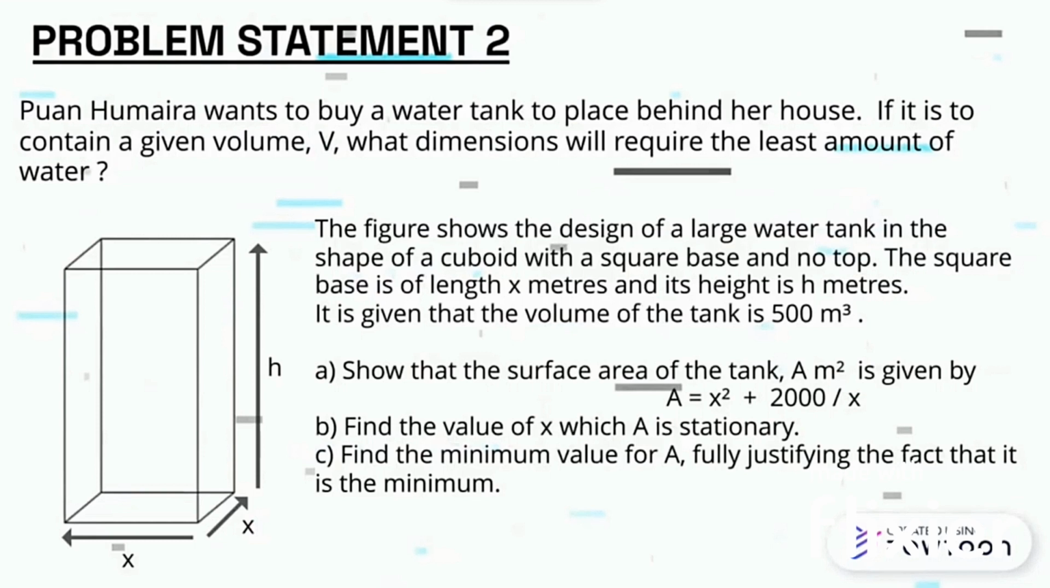A. Show that the surface area of 210 meters square is given by A equals x to the power of 2 plus 2000 over x. B. Find the value of x at which A is stationary. C. Find the minimum value for A, further justifying the fact that it is minimum.